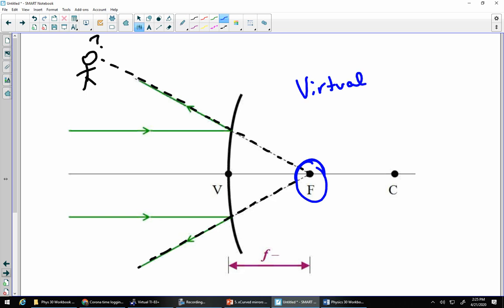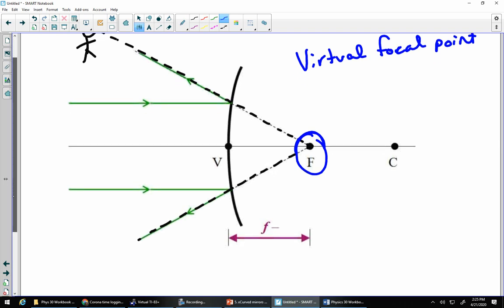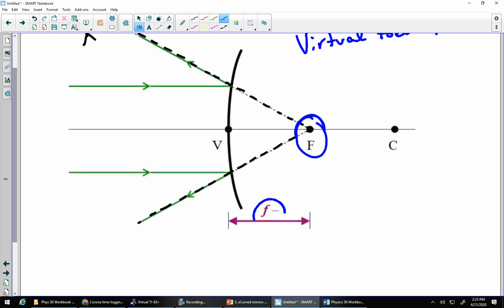Virtual focal point. Again, not real focal point, not real rays. So if it's not real, it's virtual. Now, one thing to note with a diverging mirror is our focal length, again, that's from the vertex over to our focal point, is now negative. So if it's virtual, it's negative. If it's diverging, it's negative.